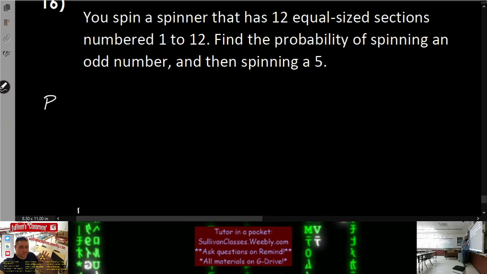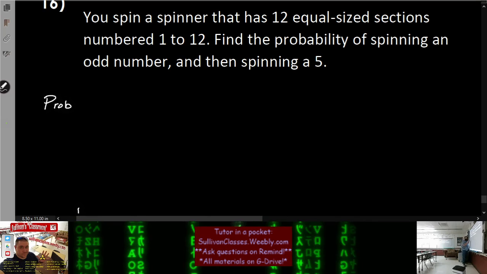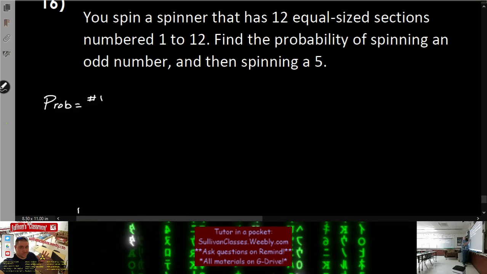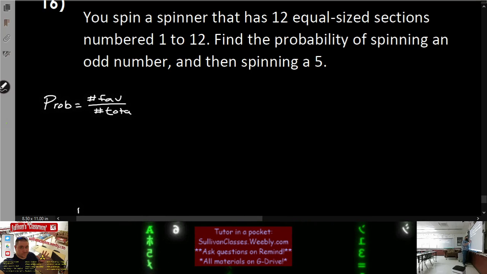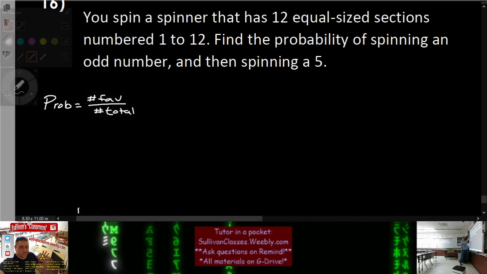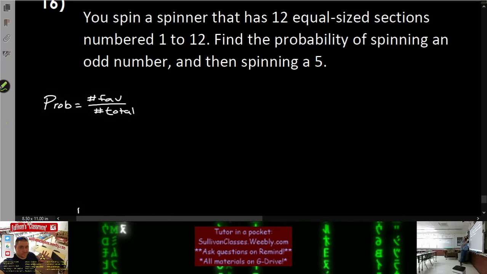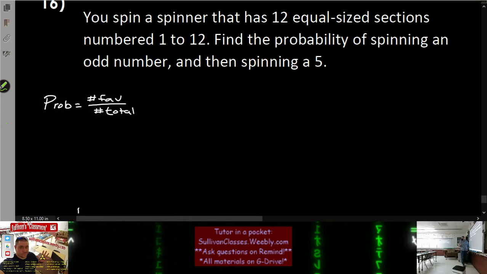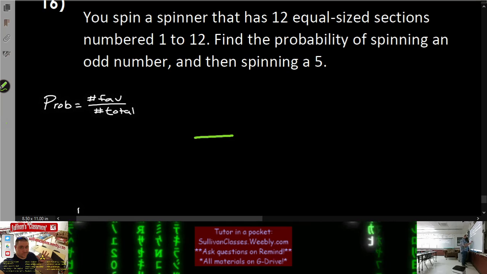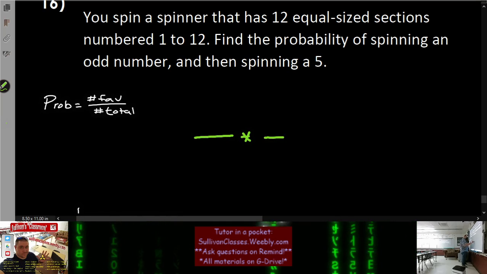First, we got to talk about what probability is. Probability is the number of favorable outcomes over the number of total outcomes. I've got 2 different things, and what we have done so far is that if I have the probability of compound events, I take those 2 probabilities and I multiply them.